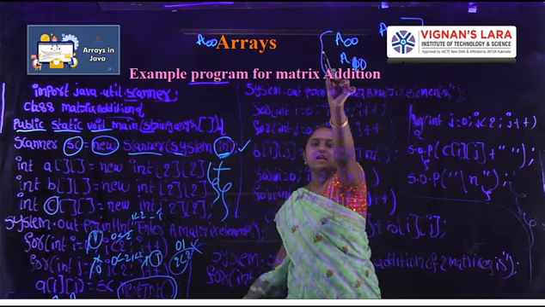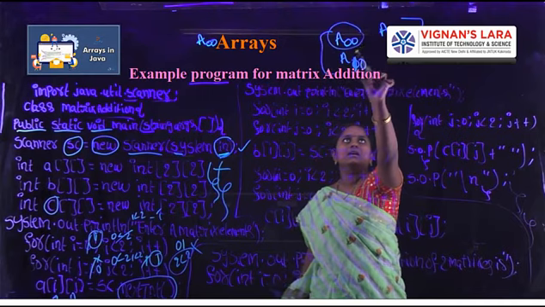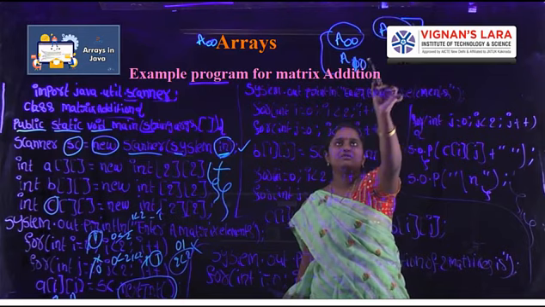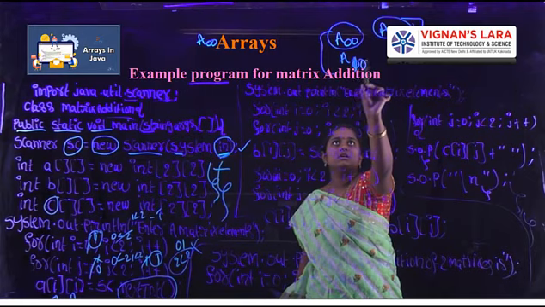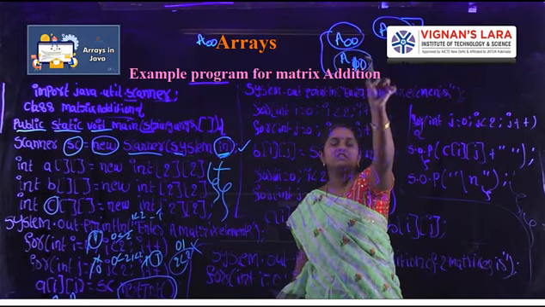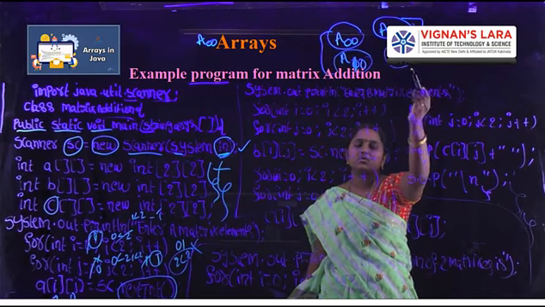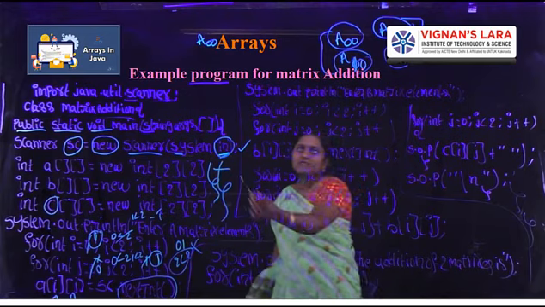It is the matrix representation. The first element value is stored in the A of 0, 0 place. The second element value in the first row is placed in A of 0, 1. In the second row, first column, the value is stored in the A of 1, 0 position. In the same way, in the A of 1, 1 place, the second row, second column element value is stored. In this way, the for loop is iterated.